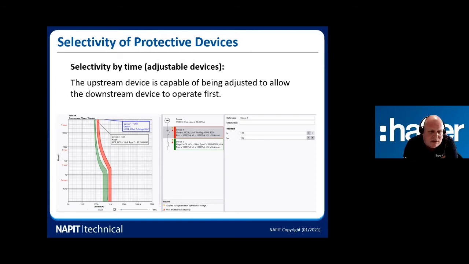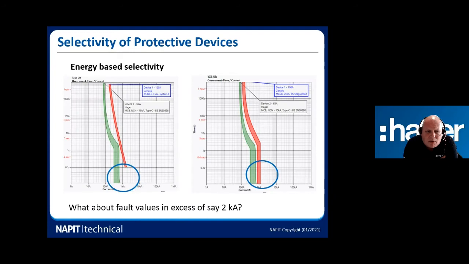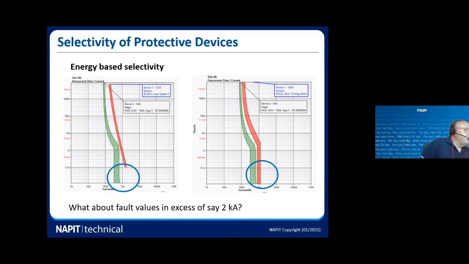Okay. Now I'm going to hand you across to Paul, because Paul's going to discuss with you energy-based selectivity, where we get faults over 2 kA. Paul's going to explain these ones to you. Thank you, Paul. Thanks, Ian, and so good evening, everybody, from me.